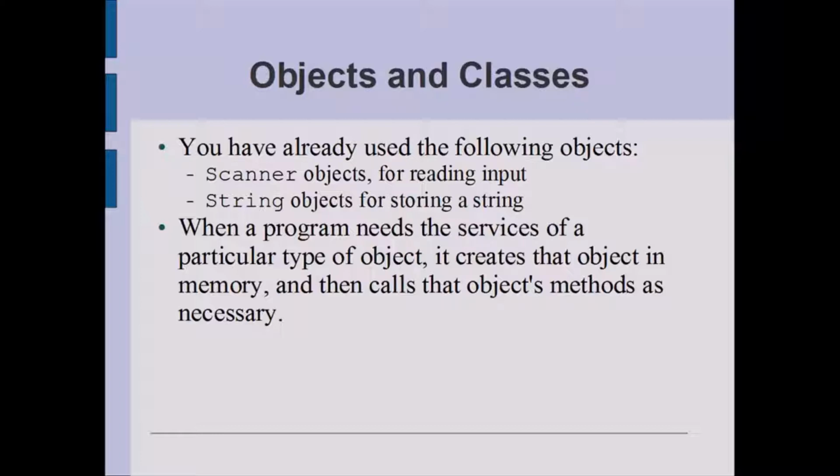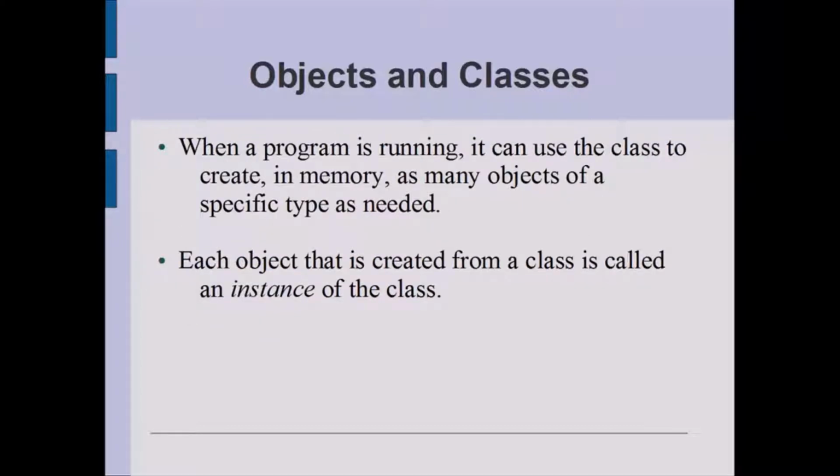One Scanner object could be linked to the standard input device like a keyboard, and another Scanner object could be linked to a file, if you want to read some data from a file. So when the program is running, it uses classes to create in memory as many objects of a specific type as you want. Each object that is created is called an instance of the class.